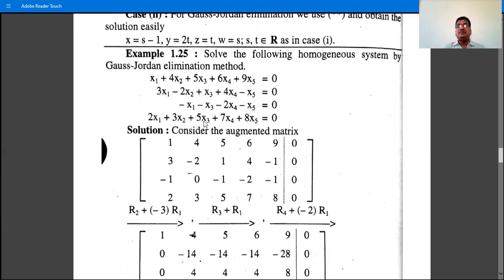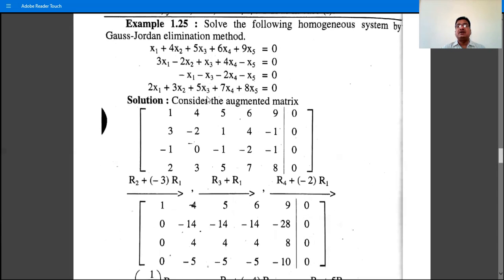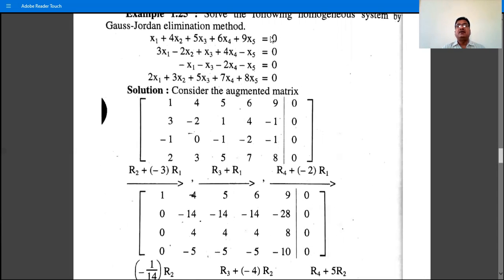Solve the following system by the Gauss-Jordan elimination method, and the given system is homogeneous. All these numbers are 0, 0, 0. So consider the augmented matrix. This is the augmented matrix, a combination of A and B. All the entries in the B matrix are 0, so write this either as A augmented with B or A augmented with 0.